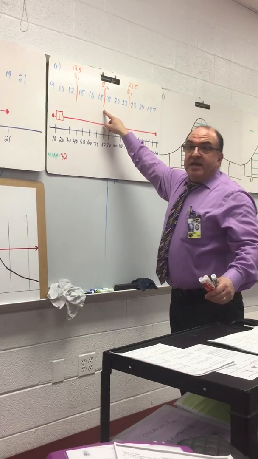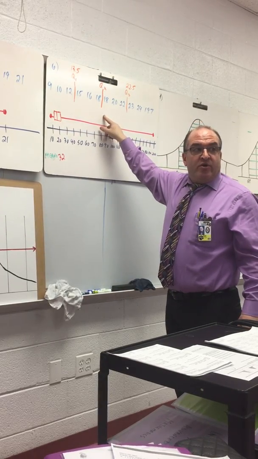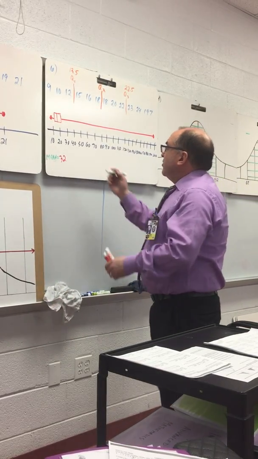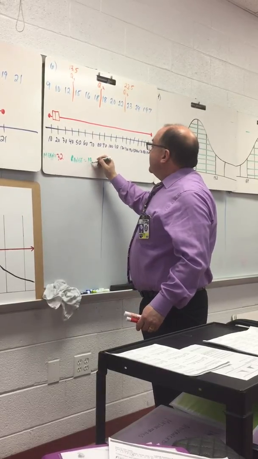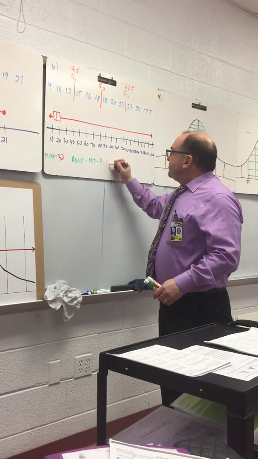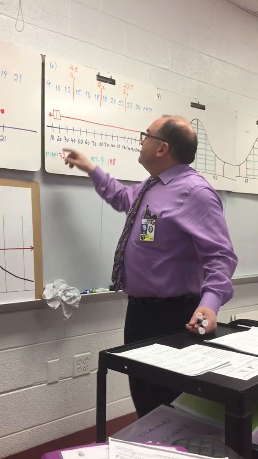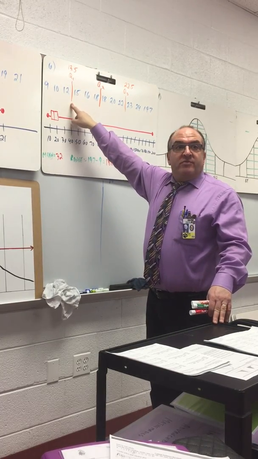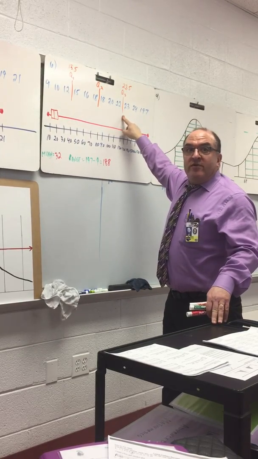18. 18 is your median. What is your mode? 18. The number that occurs the most. 18. What is your range? 188. Range is 197 minus 9. 188 is your range. Okay? What's your minimum? 9. What's your Q1? 13.5. Q2, 18. Q3, 22.5.